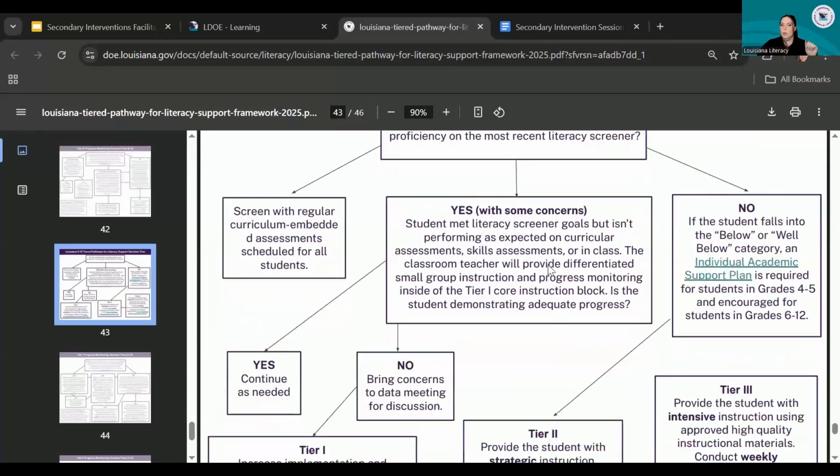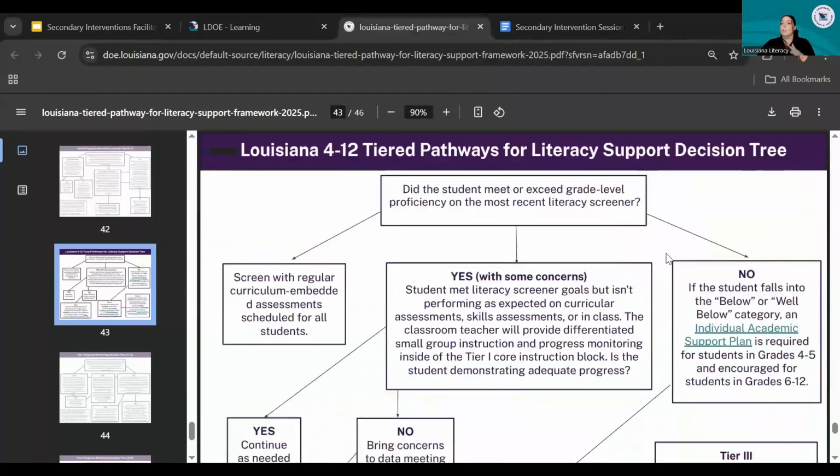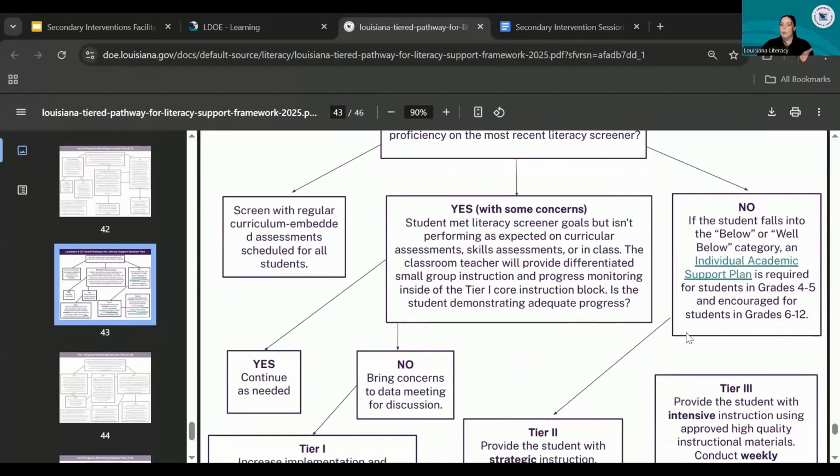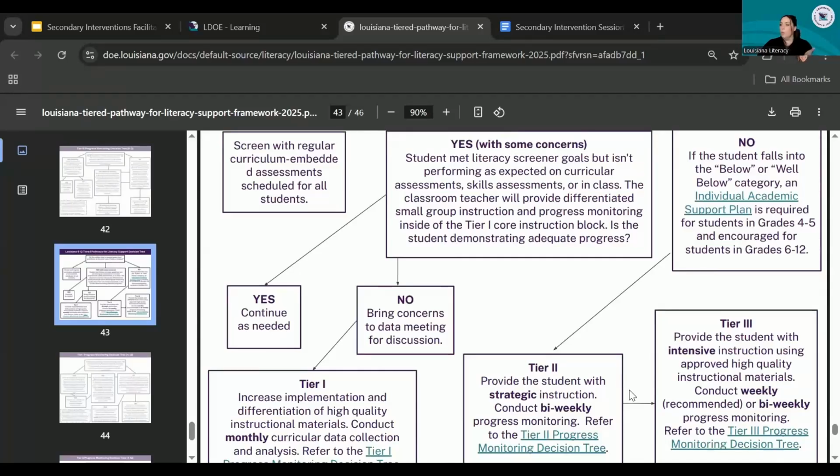And just so you can see, there are decision trees for all of the different tiers of support. This one is just your general kind of tree to try to talk about how to get students off the ground, how to get this all started with giving them the screener. And then for each student, you can answer this question of, did the student meet or exceed grade level proficiency on the most recent literacy screener? Yes, no, and then you can follow the arrows through to help you make decisions about where a student might need support.